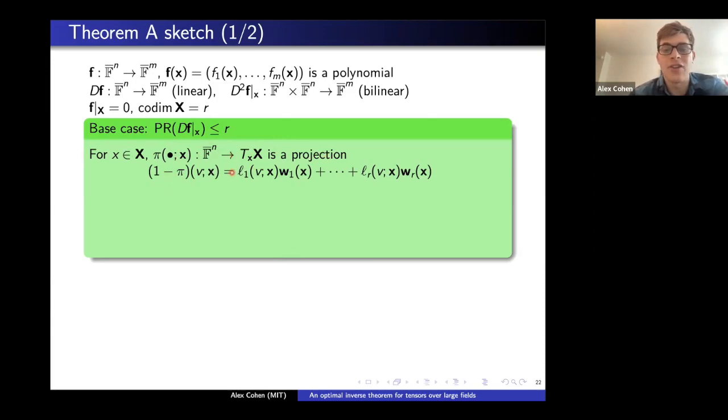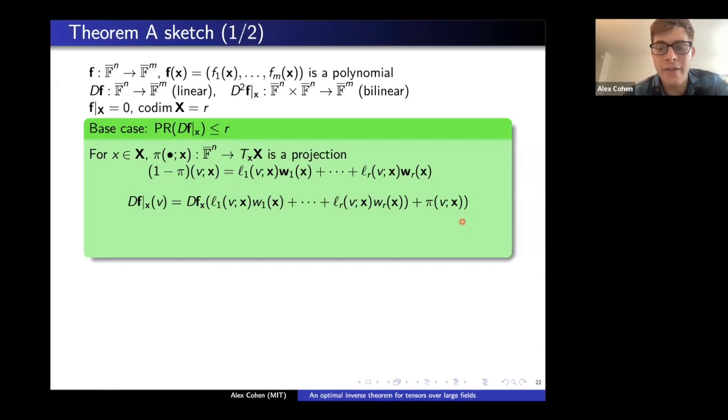So the tangent space is codimension r, and the complementary subspace has dimension r. And so this is a rank r decomposition for the projection onto a complementary subspace. Here these L_j's are linear forms and these W_j's are vectors. And the linear forms and vectors both depend on the parameter x in a polynomial way.